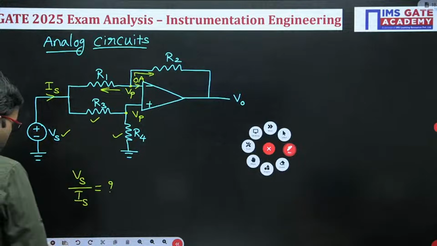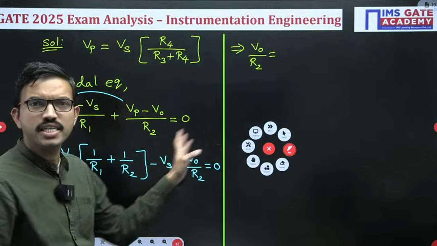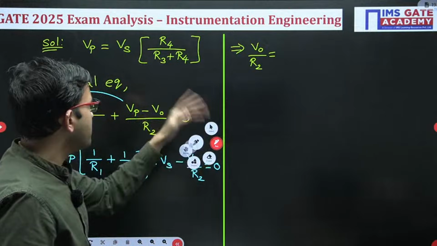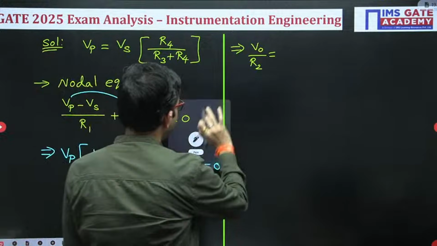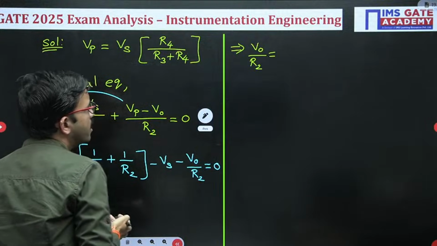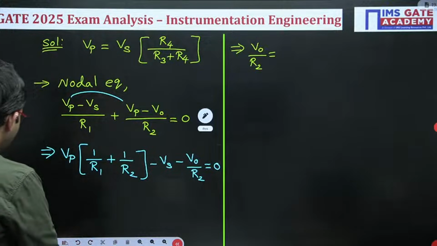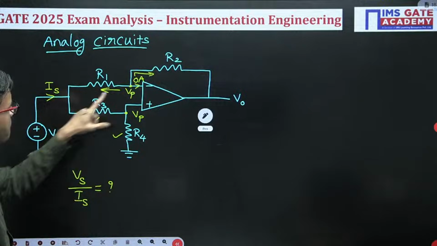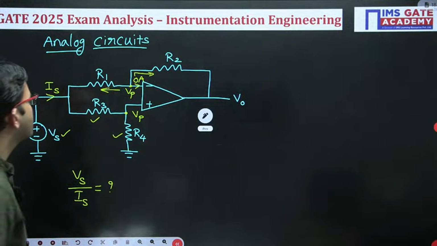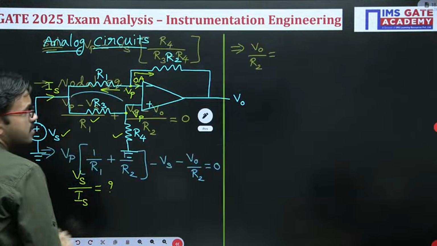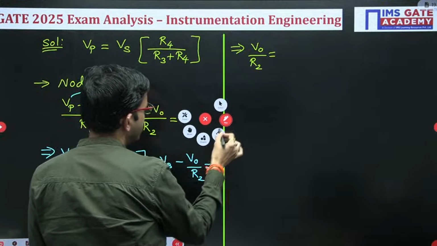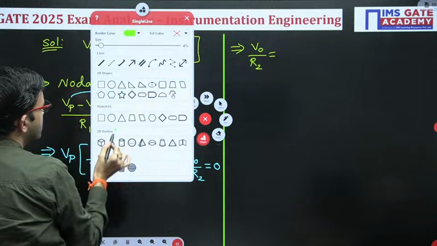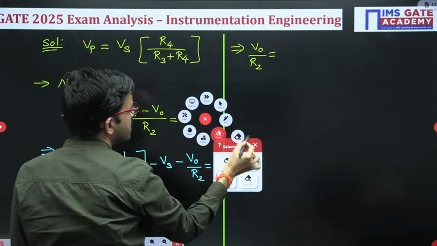Yeah, no issue. Whatever the procedure here we are following, let us continue further. After that we'll see. So for the timing, let us proceed. So here V0 by R2. Just wait. So here Vs is present here, Vp we got here. Since we no need to find out V0 by Vs, so I will do a simple modification here.